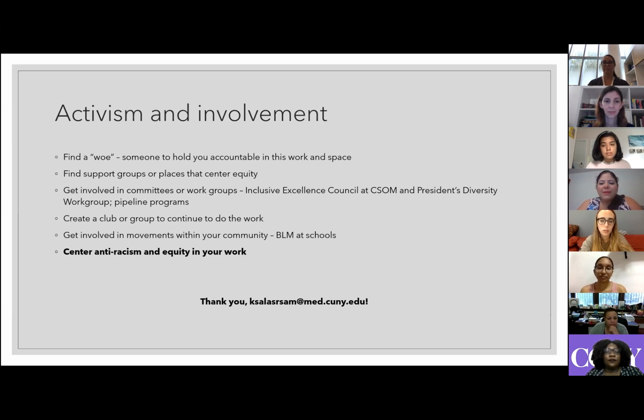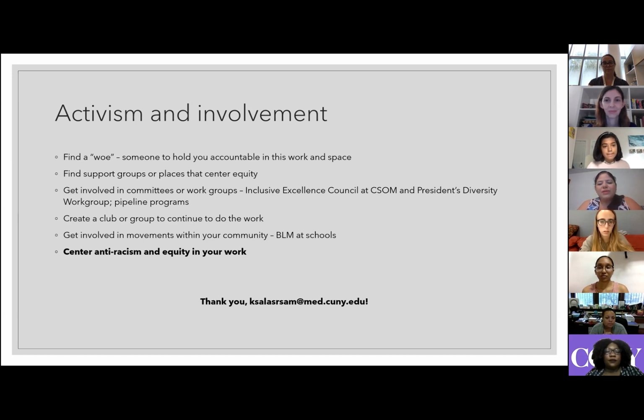We also have pipeline programs that students can be involved in, just like Nina discussed, that bring in new faces, new perspectives into our programs. If you see that these spaces don't exist, create your own club or have your own group to continue to do the work. Create a book club yourself and read Ibram Kendi. There are also movements within your community.